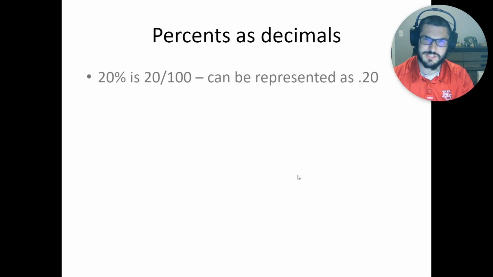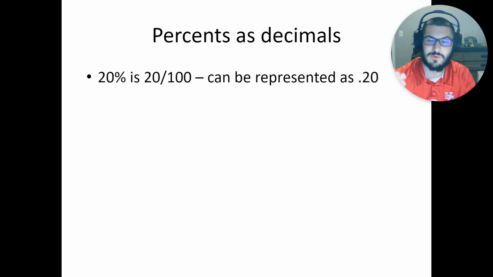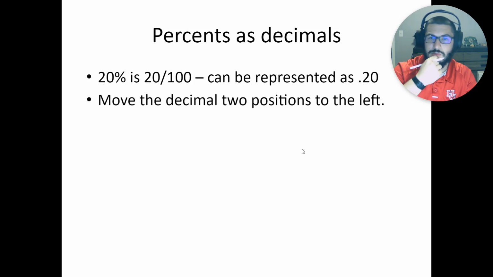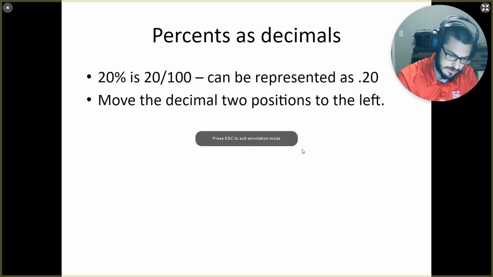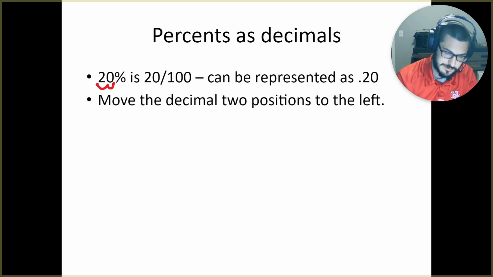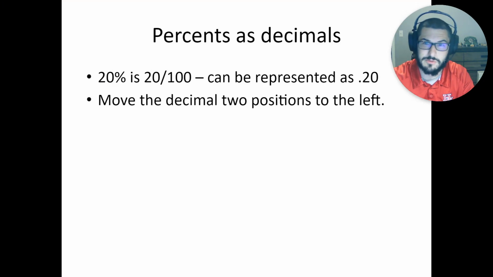Percents as decimals. So 20% is 20 out of 100, like we saw in the last slide, and can be represented as 0.20 or 0.2. You move that decimal place 2 times to the left is how you can easily get from percentages to decimals. So if I've got a percent, then I can move the decimal place twice over like that, and I can do the opposite if I'm in a decimal and need to get to a percent.